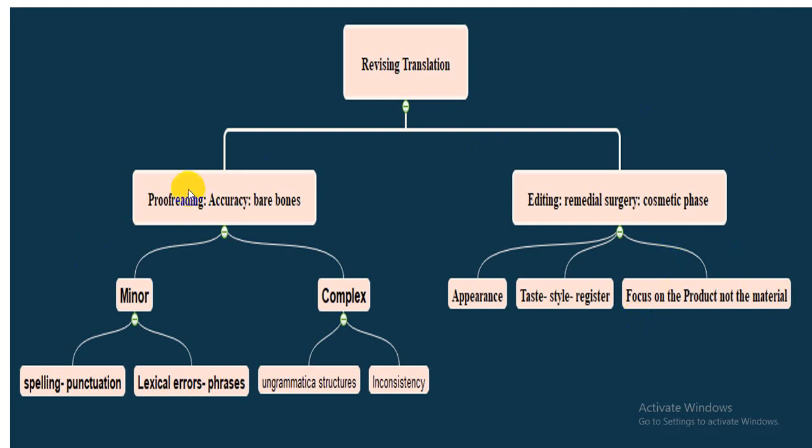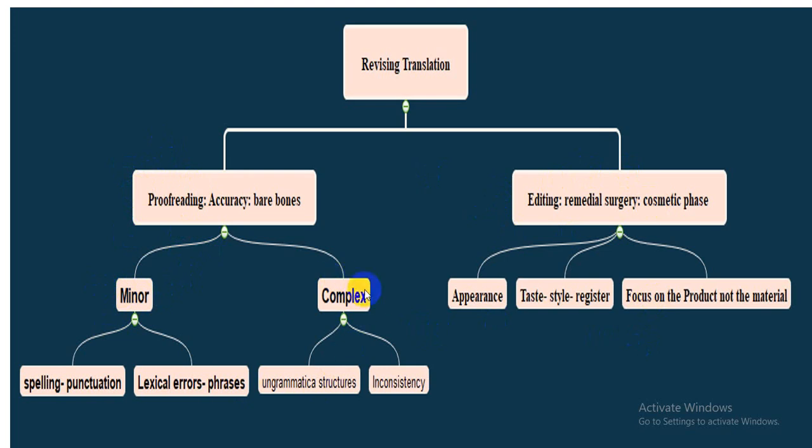Number one, you have to proofread, and this proofreading is a kind of accuracy, and we have editing, it's a kind of cosmetic phase, it's a kind of remedial surgery. So you have to compare here your text with its appearance, its taste, style, and register, formal or informal, and you keep your eyes on the product by comparing the material, the source text, with the product, which is your translation. And after you're done with step one, go to step two, which is proofreading, and your main focus in this stage is on the translation.